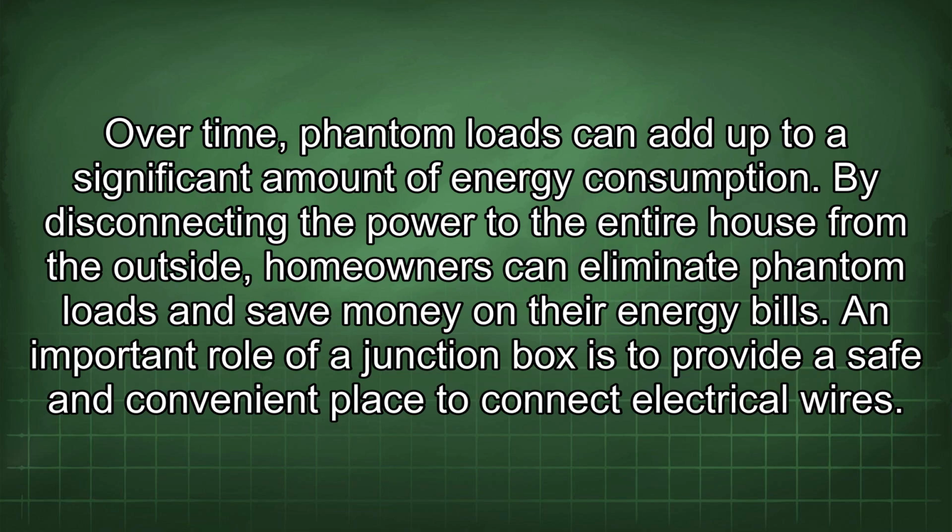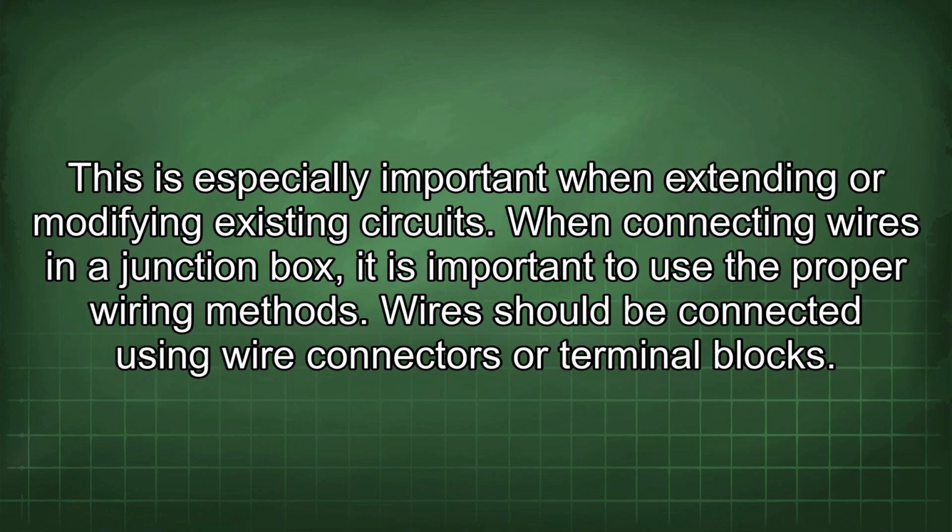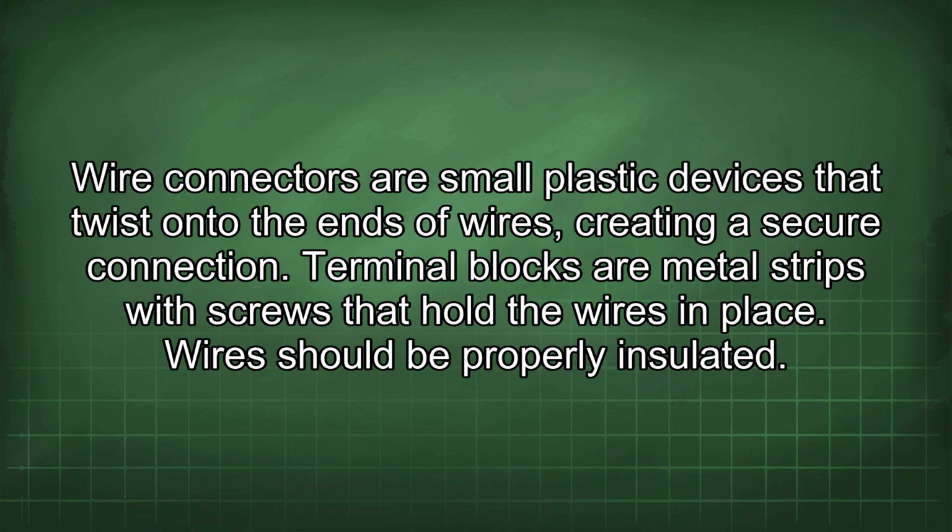An important role of a junction box is to provide a safe and convenient place to connect electrical wires. This is especially important when extending or modifying existing circuits. When connecting wires in a junction box, it is important to use the proper wiring methods. Wires should be connected using wire connectors or terminal blocks. Wire connectors are small plastic devices that twist onto the ends of wires, creating a secure connection. Terminal blocks are metal strips with screws that hold the wires in place.